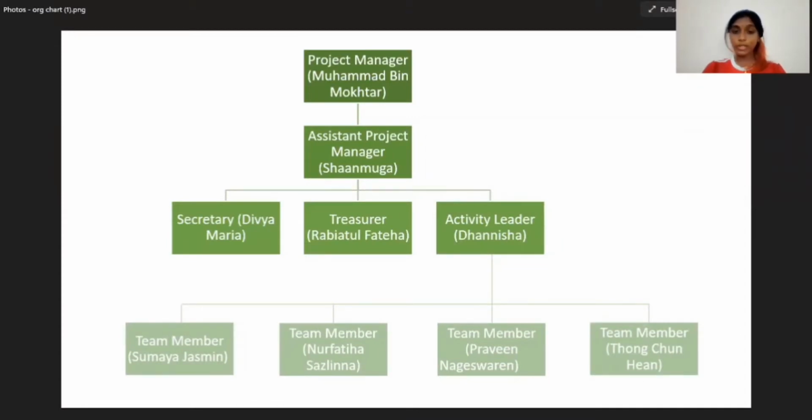I'll be presenting my group's organization chart. There are 9 members in my team. I will start with the project manager, who is Muhammad bin Mokhtar, and the second is the assistant project manager, who is Shanmuga, and there is a secretary, treasurer, and activity leader. Secretary is Divya Maria, treasurer is Rabiatul Fatiha, activity leader is Danisha, and the activity leader holds 4 team members, who are Sumaya Jasmine, Nur Fatiha Shazlina, Praveen Nageswaran, and Ton Jun Hen. That's it for the organization chart.